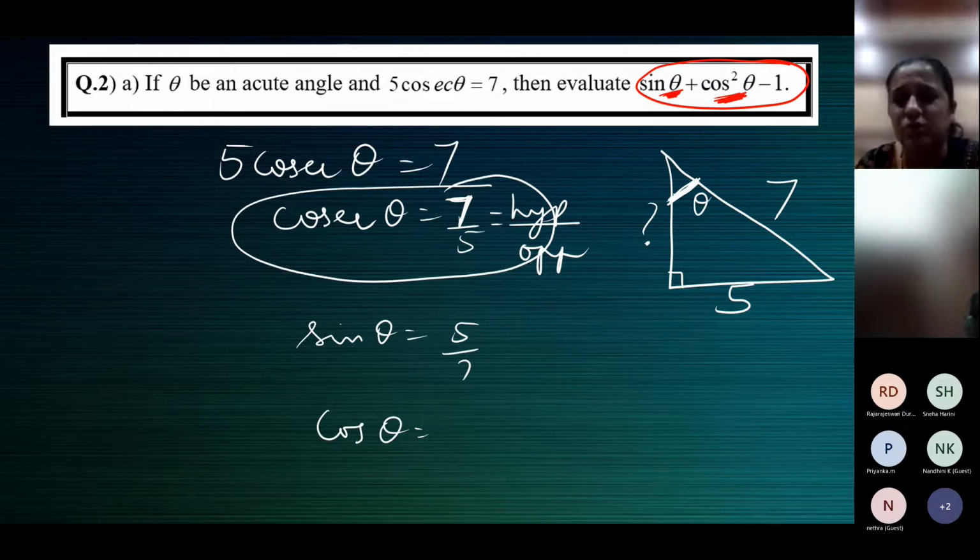So simply substitute the values of sine theta and cos square theta and you get the answer. We also did a different way in the class. But this is the general thing. When you're given one T ratio, you can find the values of the other T ratios using a right triangle. You can also find using trigonometric identities.